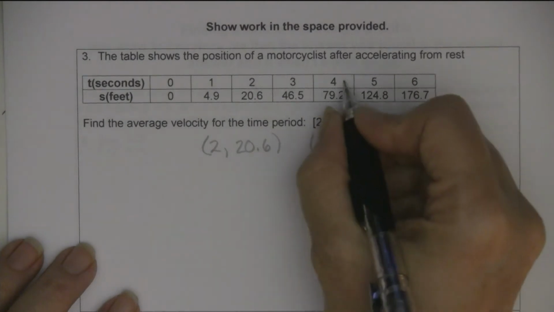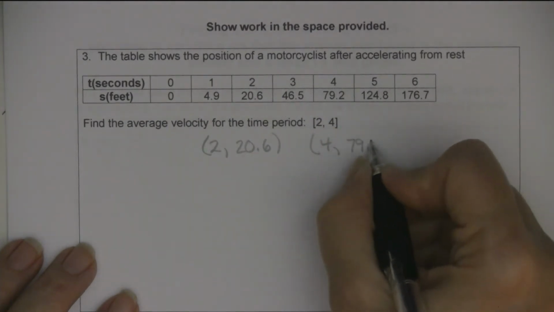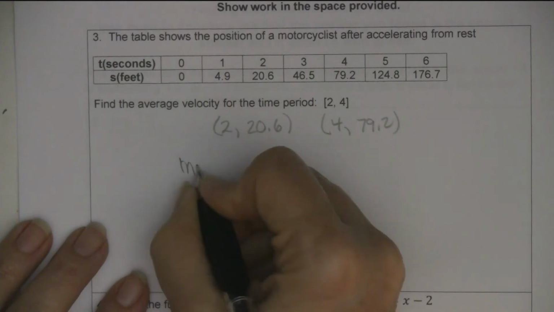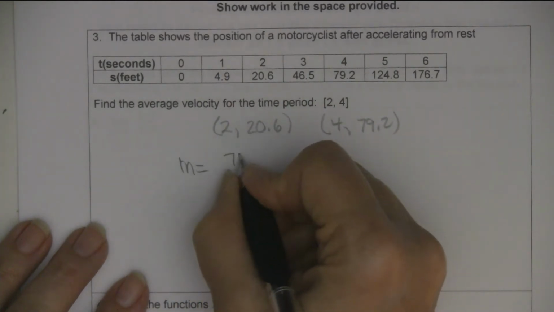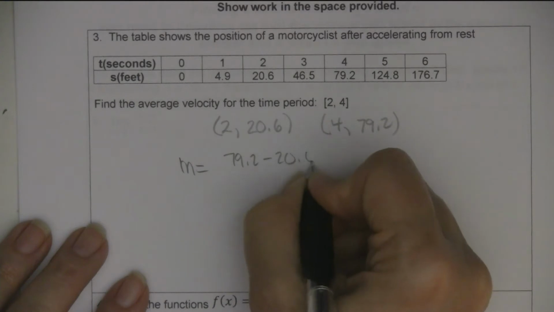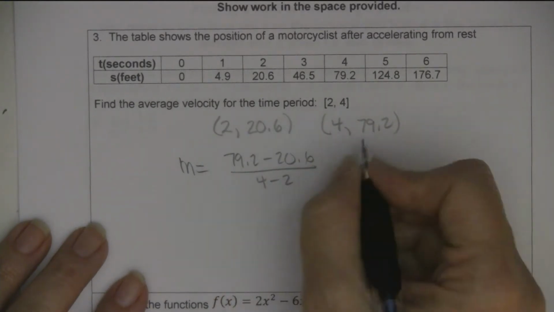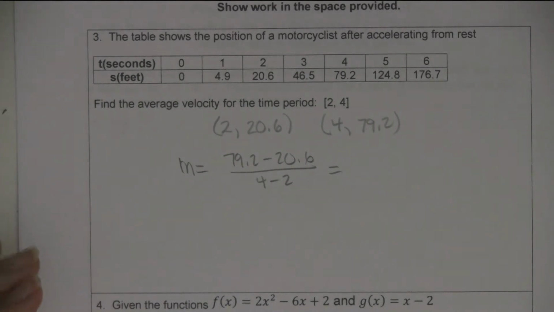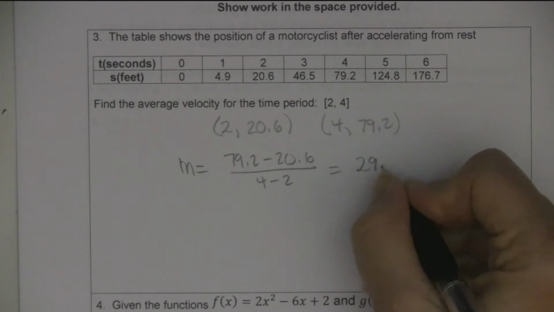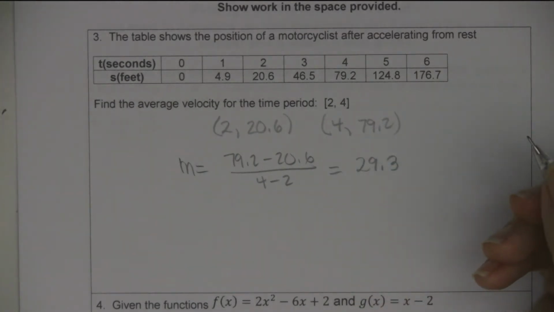And 4 is my input and it goes with an output of 79.2. And so the slope is the subtraction of the y's, 79.2 minus 20.6, over 4 take away 2, the subtraction of the x's. And when the dust clears there, let me see here in my calculator, 79.2 minus 20.6, and in the denominator I have 2, and so this thing here is 29.3, and you should always say units when you have the units.